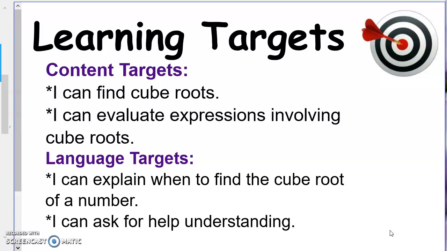I can find cube roots. I can evaluate expressions involving cube roots. I can explain when to find the cube root of a number. And of course, I can ask for help understanding.